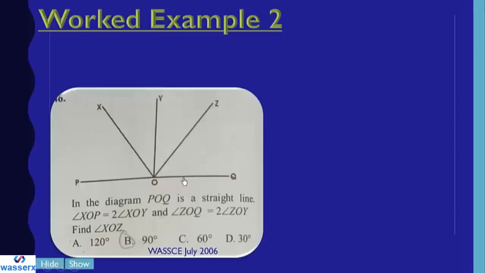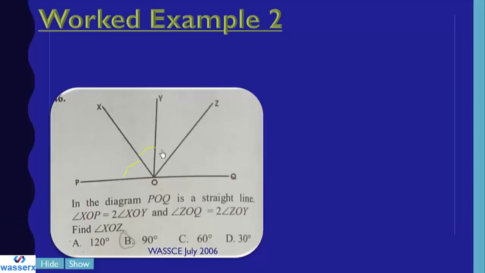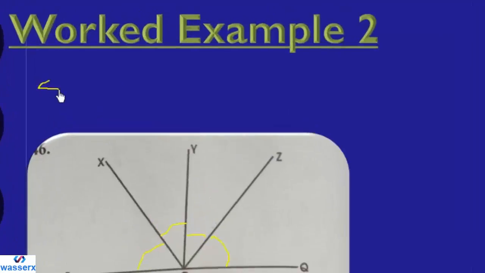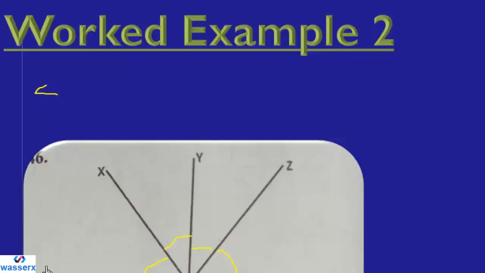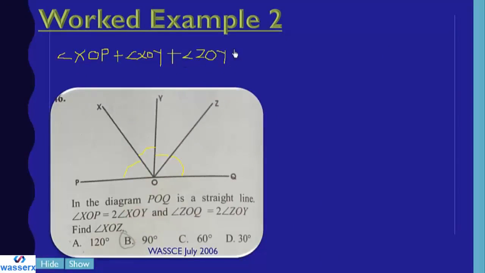Our next worked example is asking us to find angle XOZ, which is the sum of angle XOY plus angle ZOY. So what we do is we first of all find the sum of all these angles, then we do the substitutions. So we know angle XOP plus angle XOY plus angle ZOY plus angle ZOQ should give us 180 degrees. That is sum of angles on a straight line.